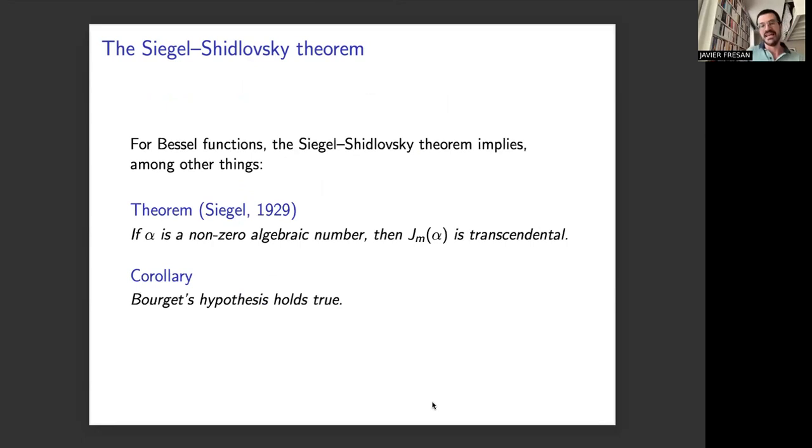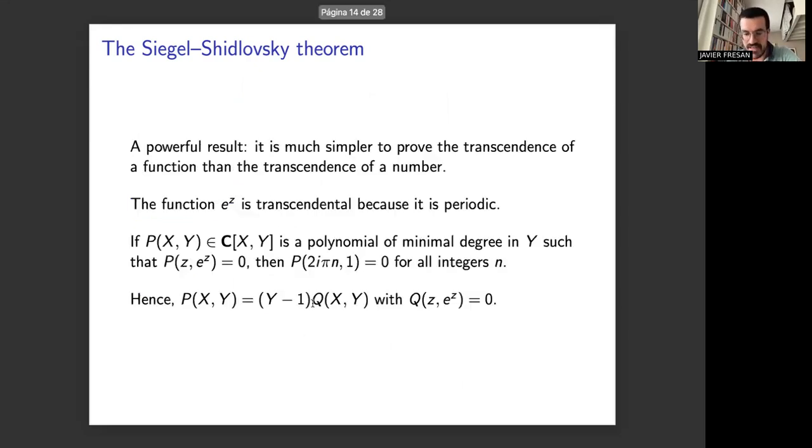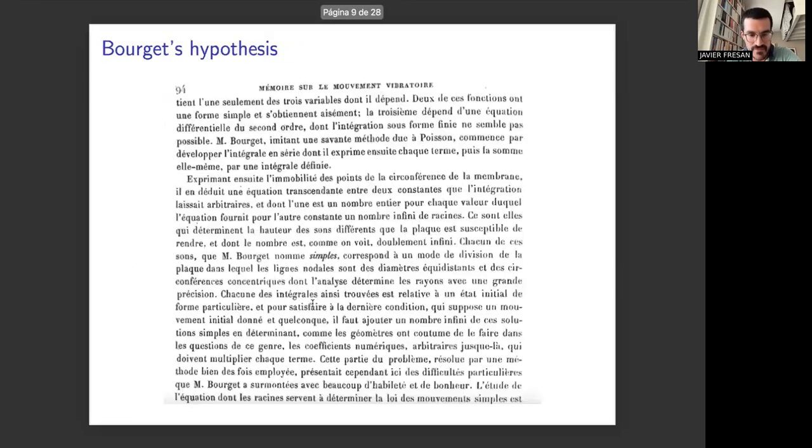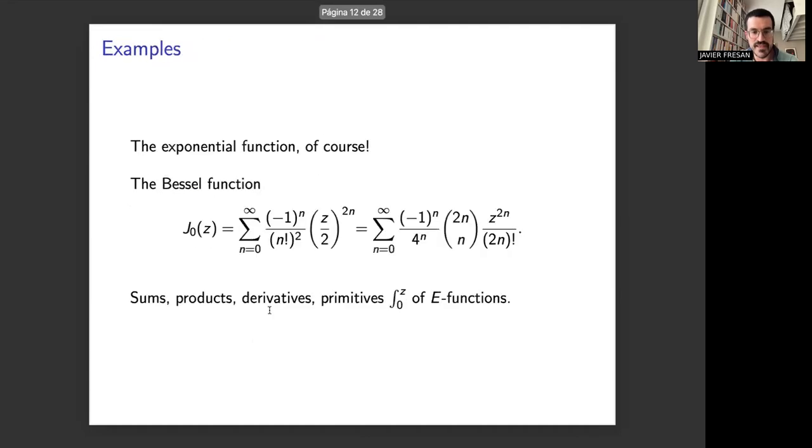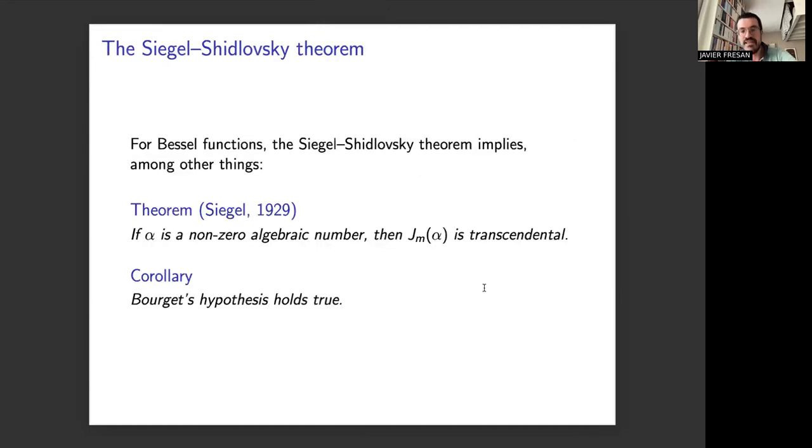So let's go back to Bourget's hypothesis. In the case of the Bessel E function and the Bessel differential equation, the only pole is at zero. You can maybe see this from the equation. The differential equation has a singularity at zero and infinity. So the only thing to exclude is alpha equal to zero. And the theorem says that otherwise the value of the Bessel function is transcendental.